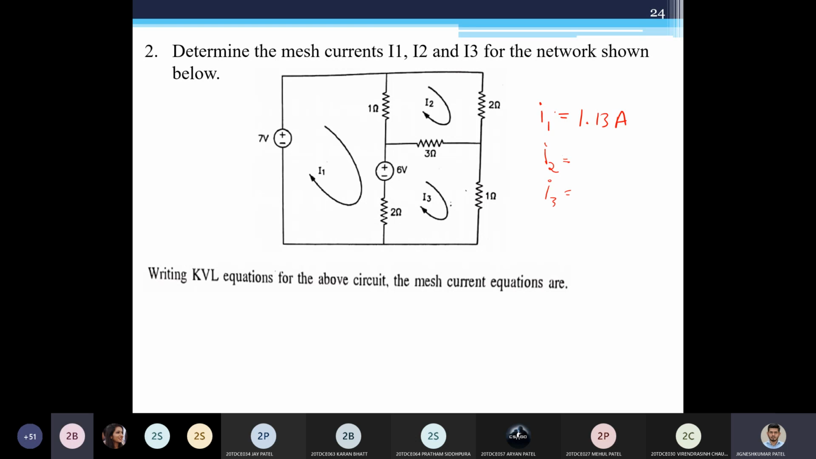Well, I get the answer. Yeah, please go ahead. What is the value of I1? I1 is equal to 2.11 ampere. Then I2 is equal to 4 ampere, and I3 is equal to 2 ampere. Anyone else?